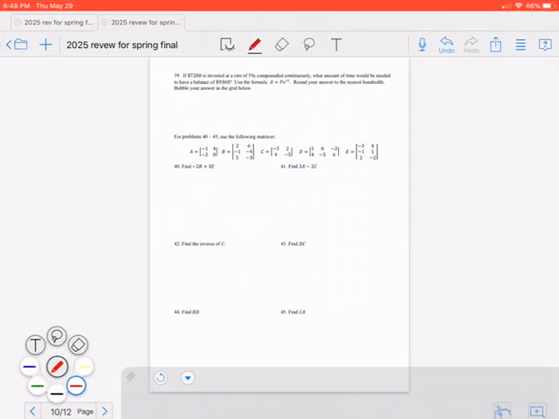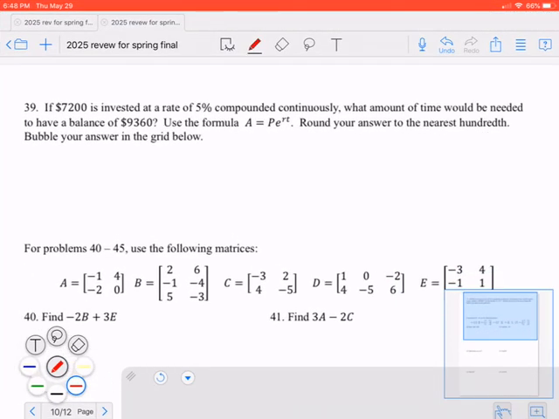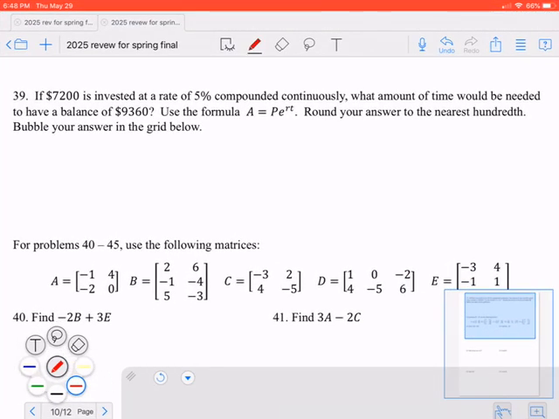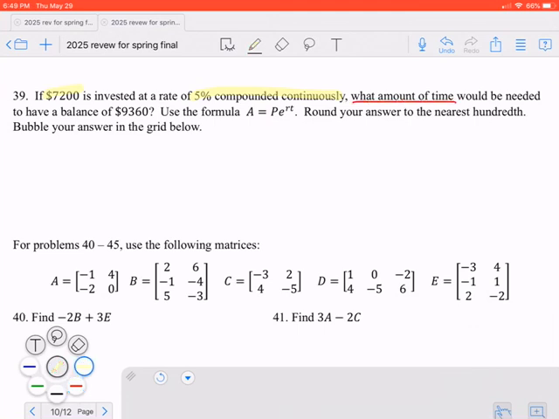All right, video 6, number 39. If 7,200 is invested at 5% compounded continuously, what amount of time, you're solving for t, would be needed to have a balance of this? Use the formula and round your answers to the nearest hundredth. Bubble your answer in the grid below. There's no grid, obviously, so we'll just work the problem.